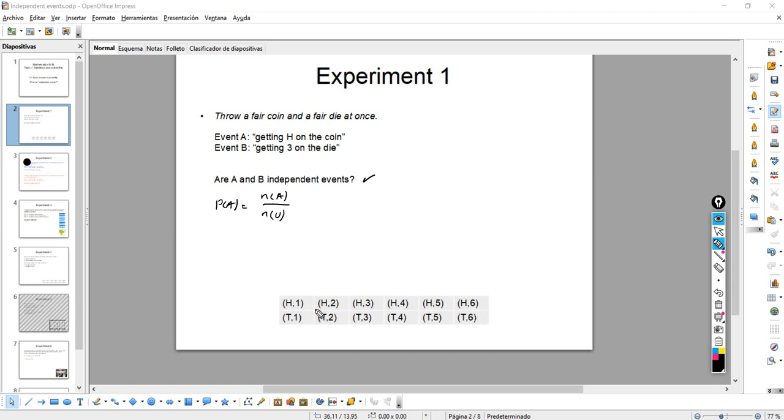This is the sample space. It contains 12 singular outcomes, and let's see which ones of them are favorable to the event A, getting heads on the coin. It's all of these 6, right? So we have 6 favorable outcomes for the event A out of 12 possible outcomes. So we have 1/2. The probability of A is 1/2.